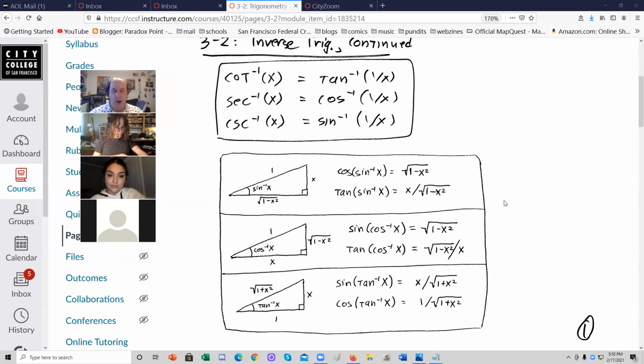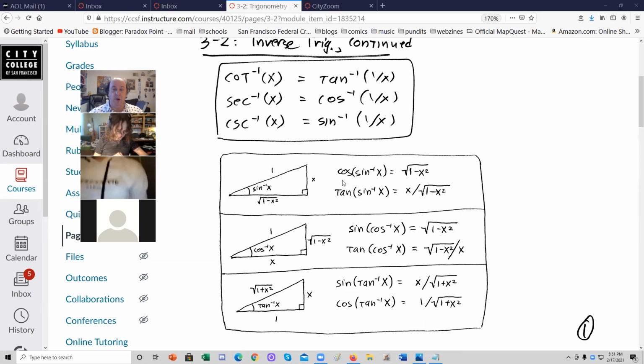Now, here's a question of finding trig of arc trig. Cosine of arcsine, tangent of arcsine, sine of arccosine, tangent of arccosine, sine of arctangent, cosine of arctangent. Well, we can solve this by drawing some reference triangles, like here.